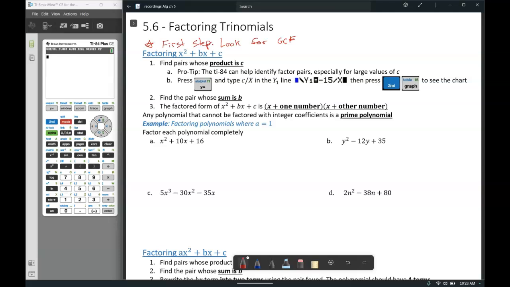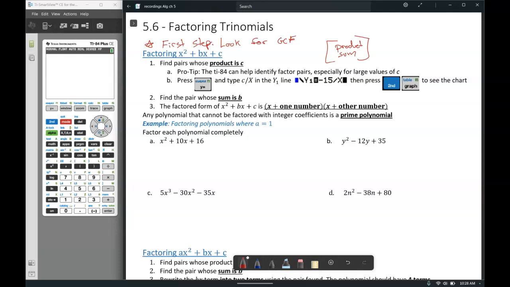Whenever we have 4 terms or more, we're often using factoring by grouping if the polynomial is further factorable. When we're using 3 terms and we have trinomials, then we're going to be using what I call the product sum method. So we're going to be focusing on products and sums.